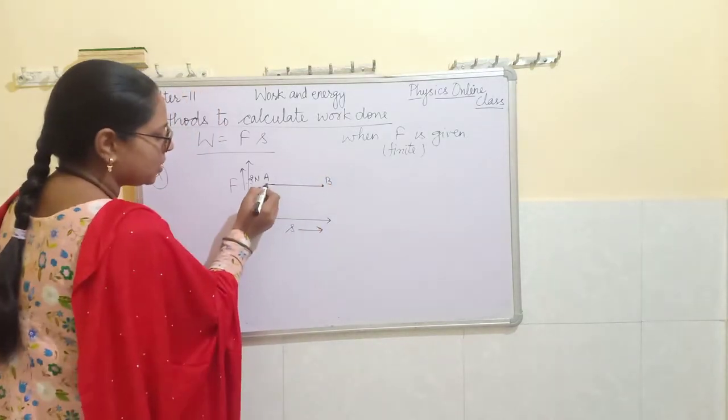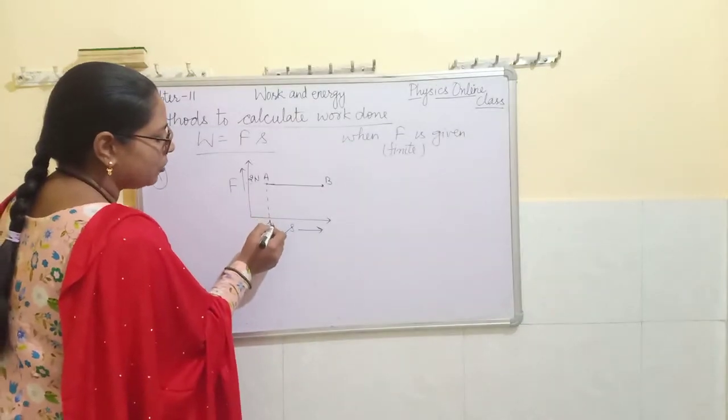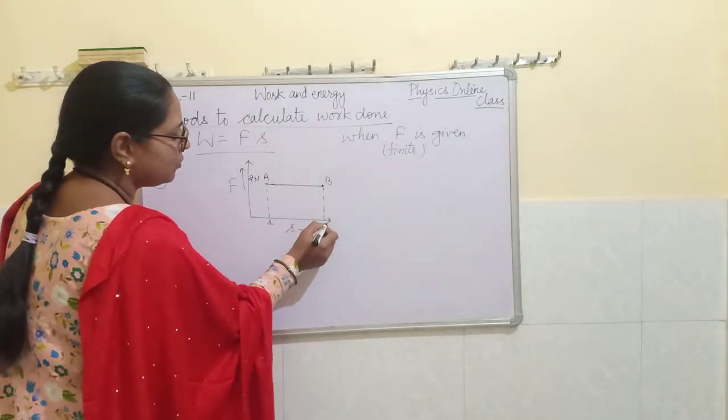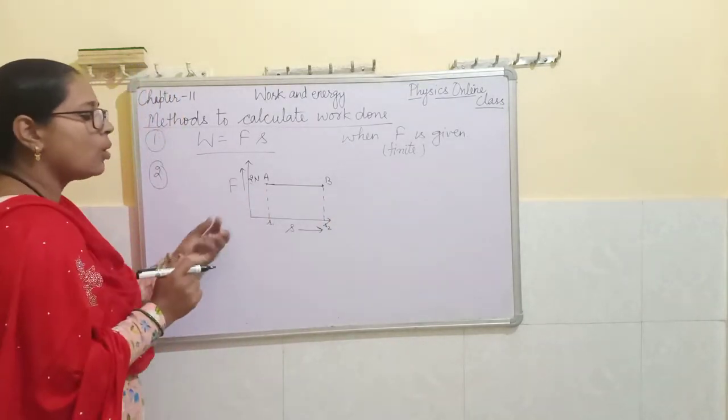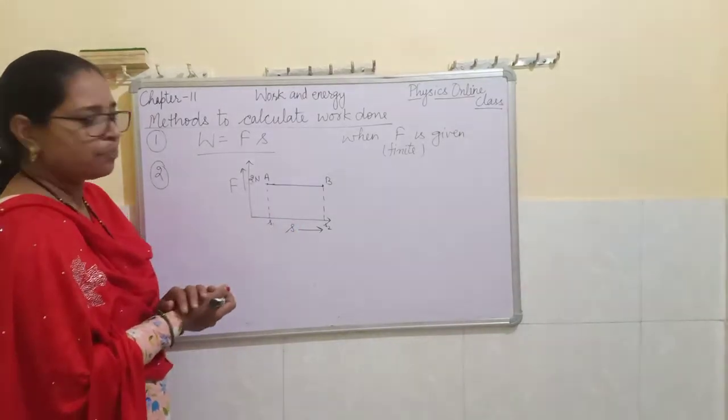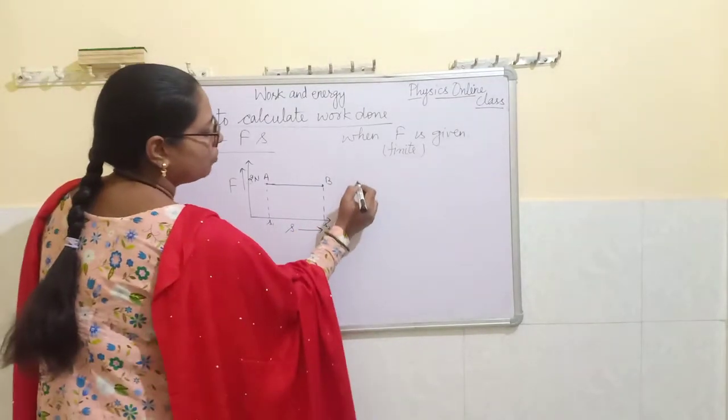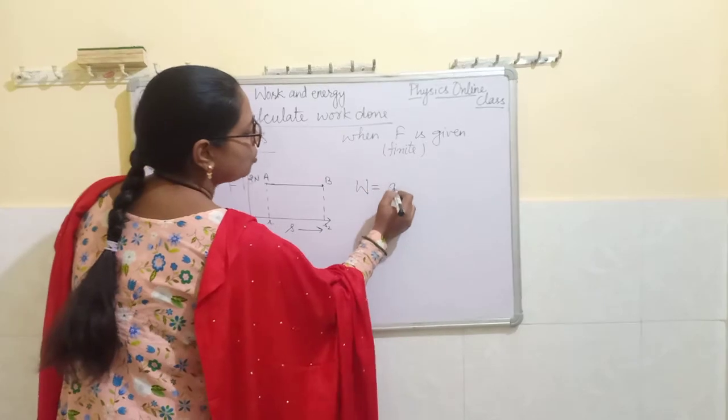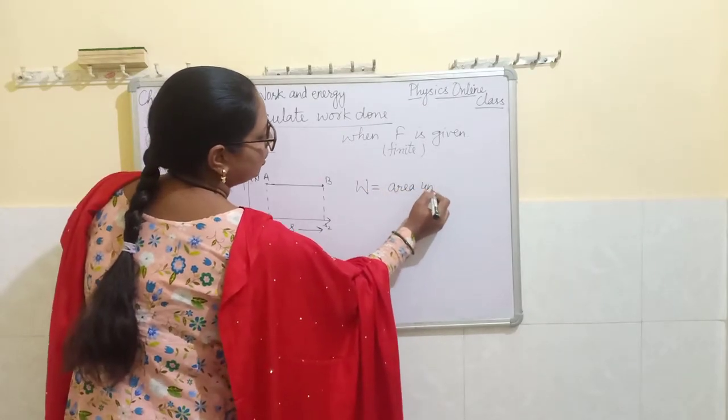The body displaces this much. This is the initial position and this one is the final position. Then how will we calculate the work done? In such type of question, work done is equal to the area under the graph.